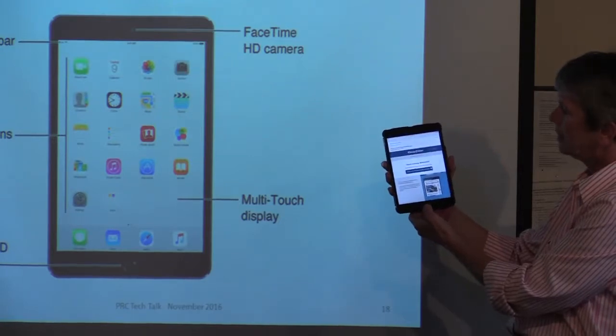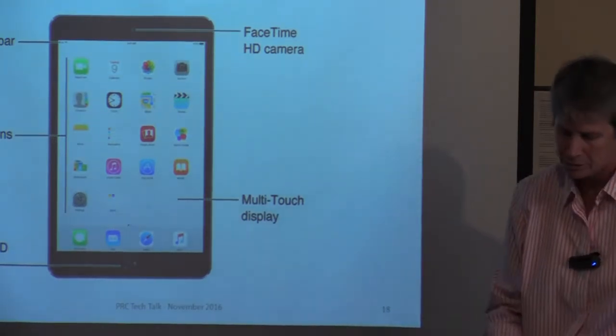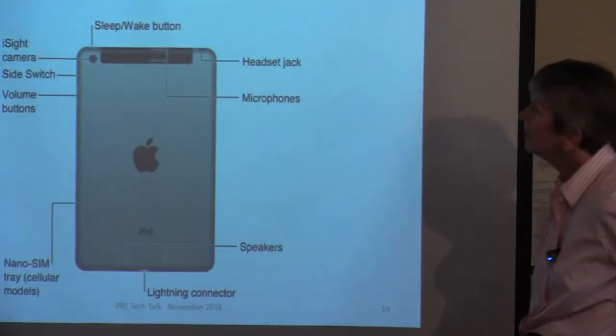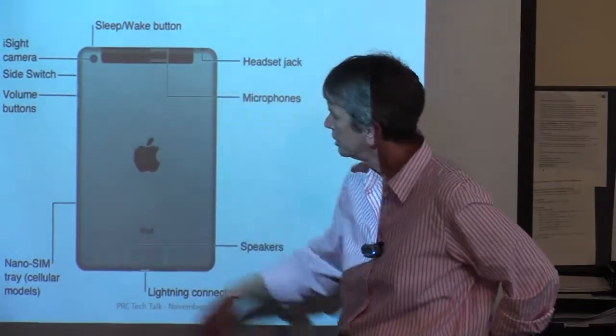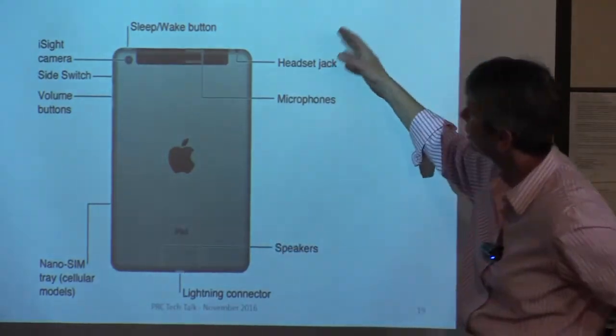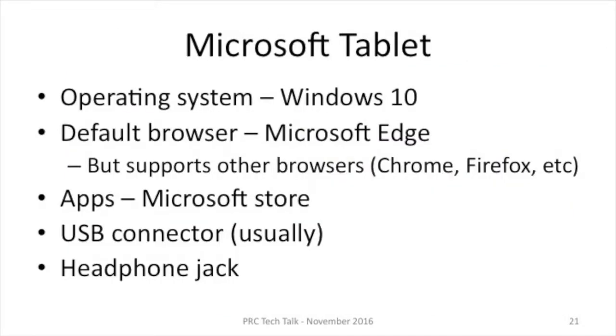So I'm in email here. If I just click it, it's gonna take me back to the home screen. On the back side, there's another camera. There's the volume controls on the sides. There's some internal speakers and a headset jack. And then there's a shot of, this is my own personal iPod, so that's just kind of an example of a home screen.